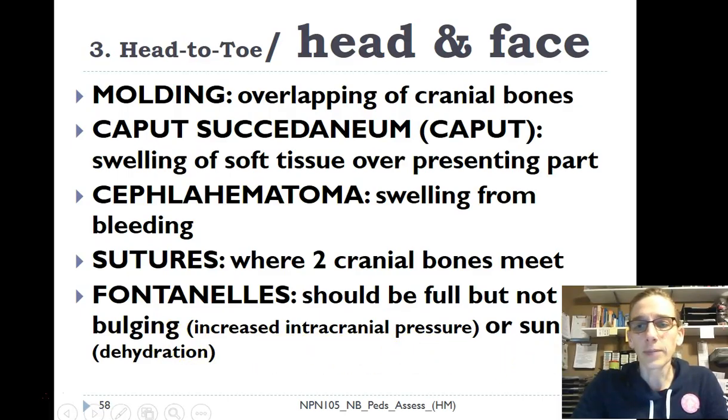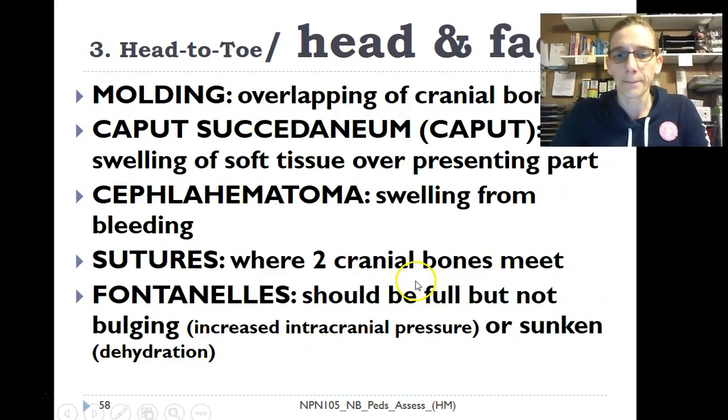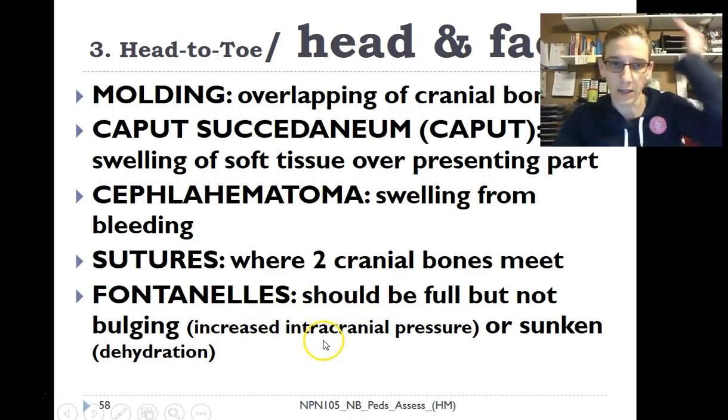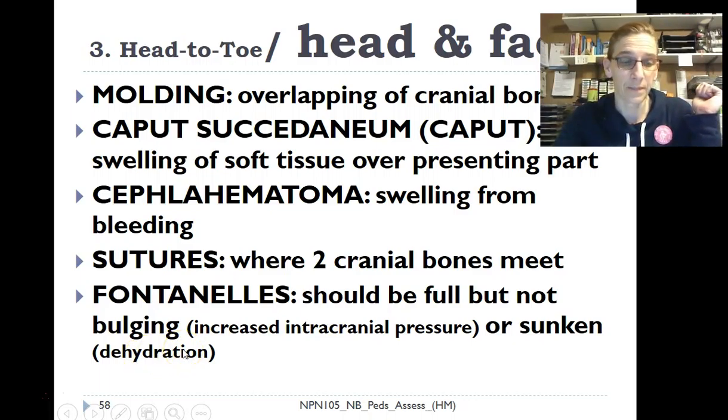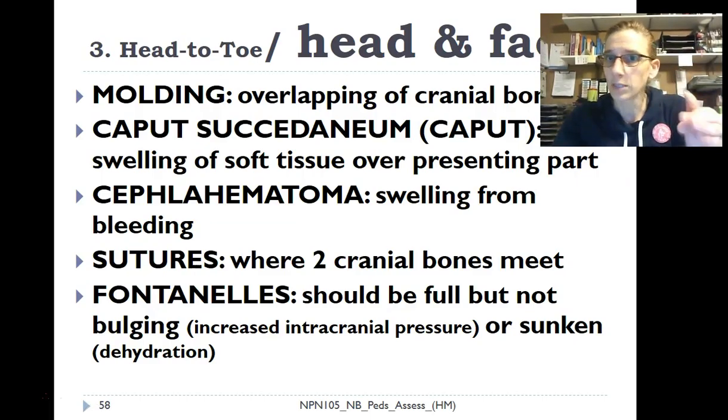They should be full but not bulging. If they're bulging and really popping out there, we're really concerned with increased intracranial pressure. And if they're sunken in, we're concerned with dehydration. Okay, so again, be sure that you understand each one of these terms. If you have questions, look it up, email me, talk to me, let me know.